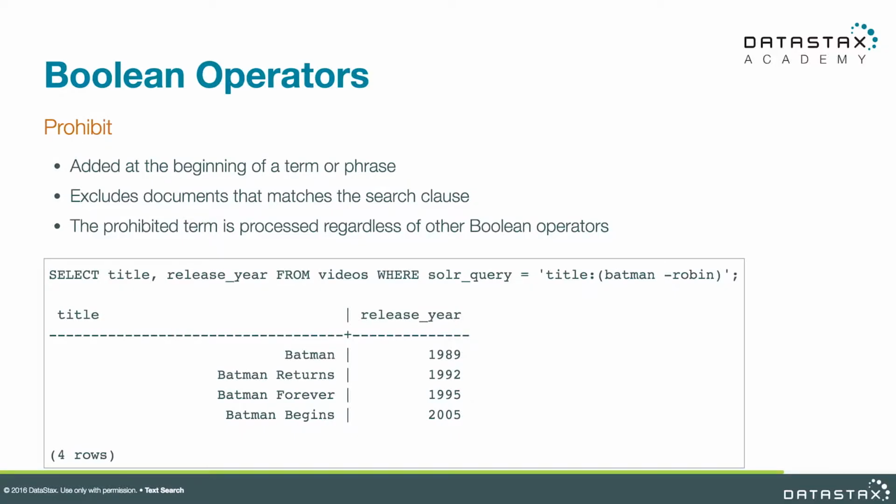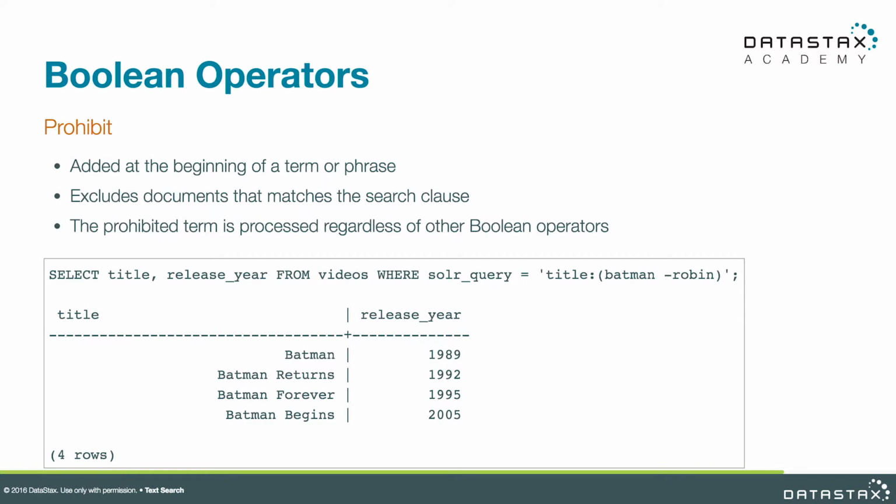and comedy. Prohibit is like require. It's a single character, a minus sign that we put at the beginning of a term or a phrase. And what it does is it makes sure that documents that match that clause will not appear in the results, regardless of what the rest of the Boolean expression might indicate. So in our example, we're looking for title containing Batman or Robin. Again, in parentheses, the terms delimited by a space, there's an implied or, except we're saying, actually, we just mean Batman. If Robin is in there, forget it.